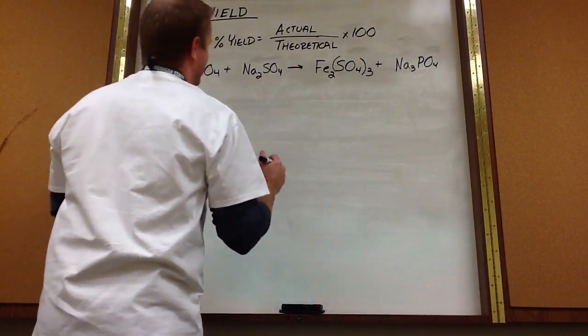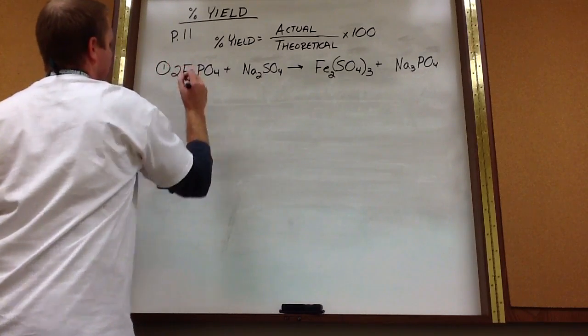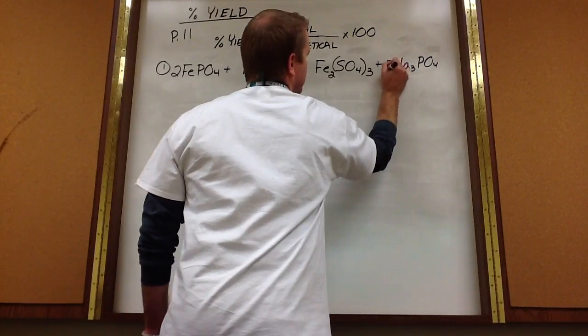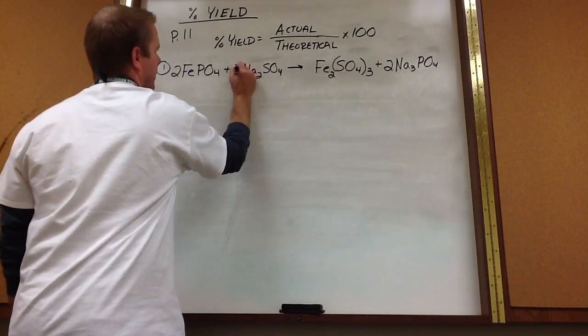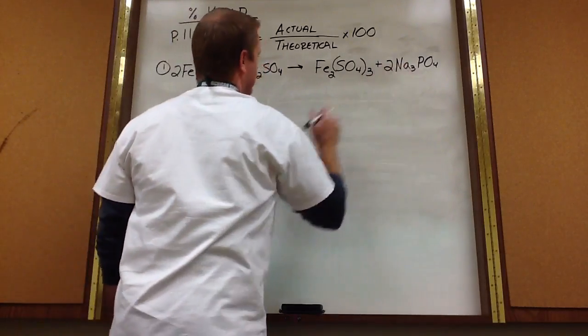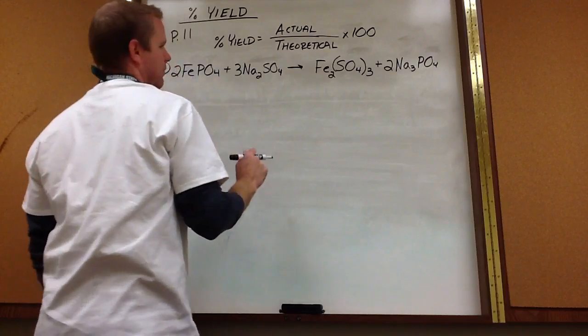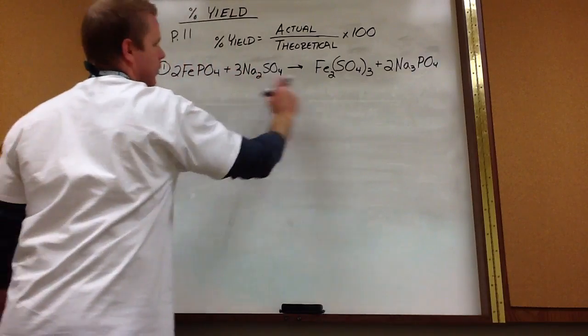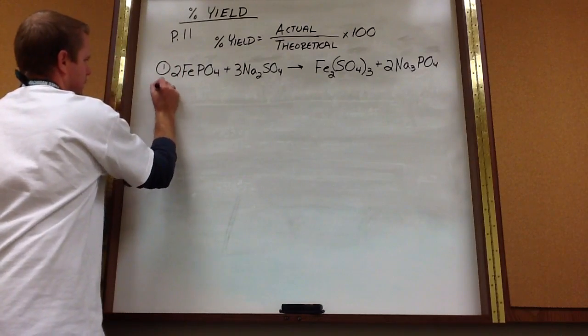So initially what I said to myself was, okay, I'm going to try a 2 right here. When I do that, it makes me put a 2 right there. That gives me 6 sodiums. Well, I need 3, so 3 times 2 is 6. 6 sodiums. That gives me 3 SO4s and 3 SO4s, 2 Fes and 2 Fes, and we're balanced. 2 PO4s and 2 PO4s. So there's your balanced chemical equation.